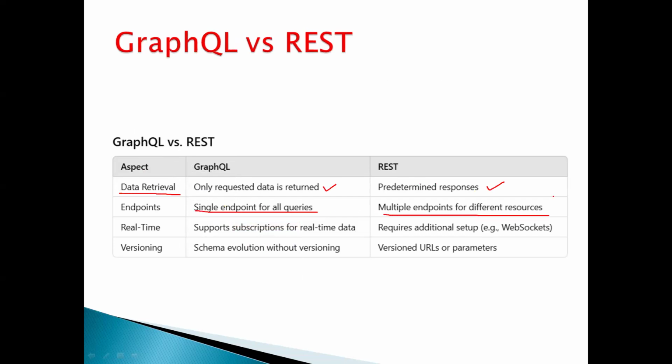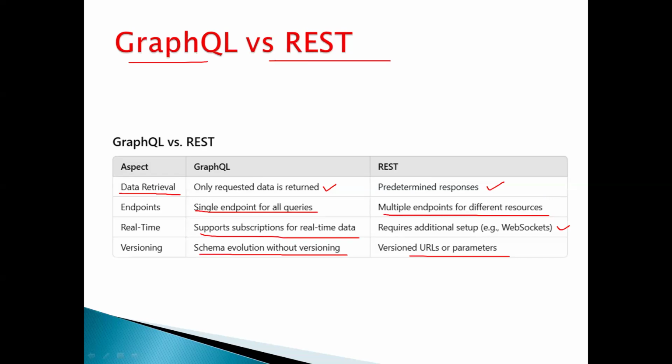If you want to implement a chatbot with WebSockets, then real-time data feeds will also be useful. And here we are using WebSockets for two-way communication. And versioning: schema evolution without versioning here, URL versioning here. These are the main important differences between GraphQL versus REST API.